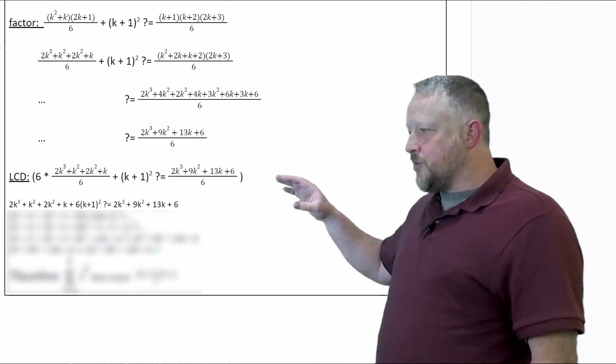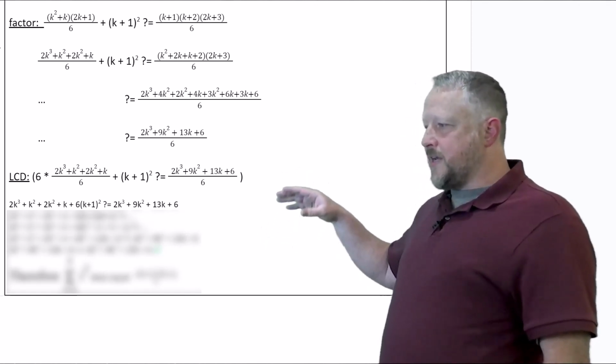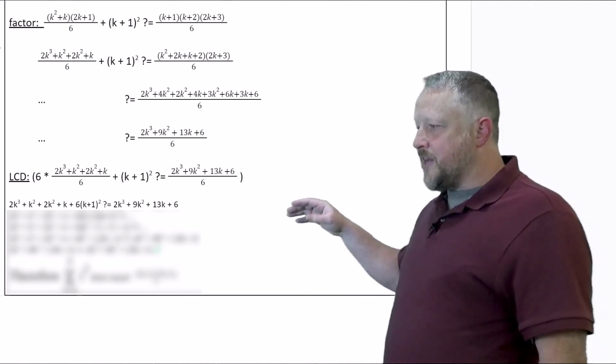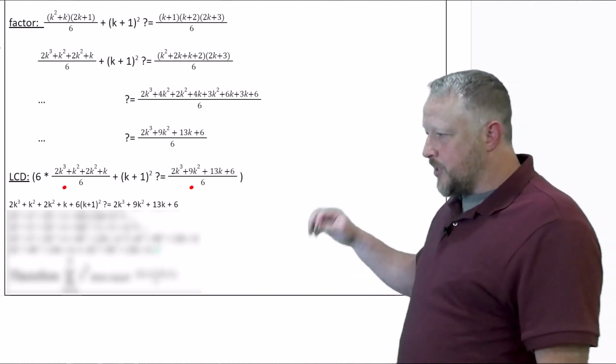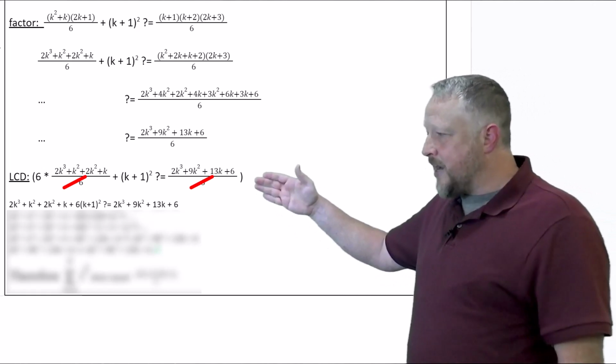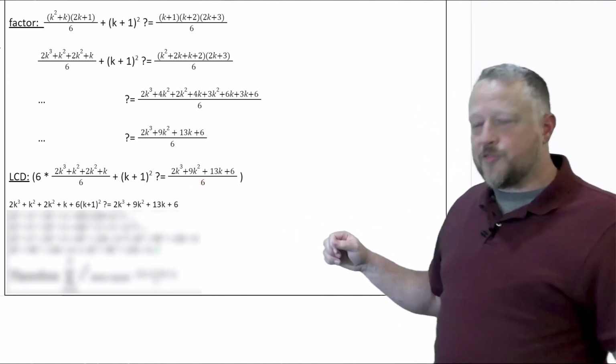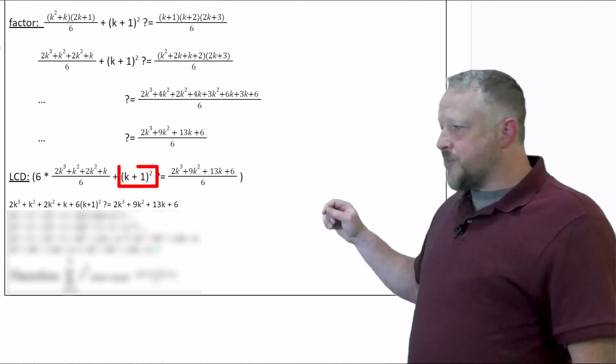And notice it's still that 3k plus k squared. All of that is in there because I get rid of the fraction part of 6, as you see it getting crossed out here. Same thing for this side. So notice this side didn't change much at all, except for that division of 6. The only thing that really changed was that k plus 1.